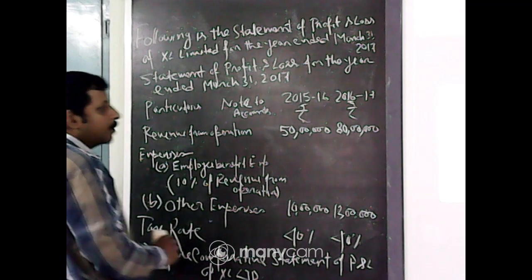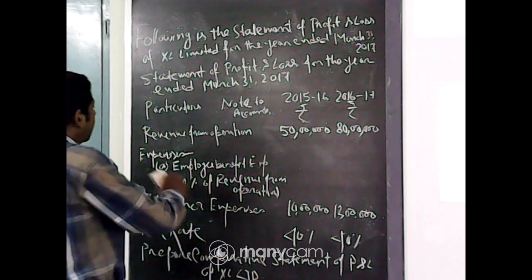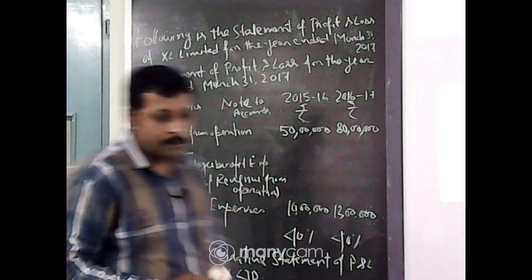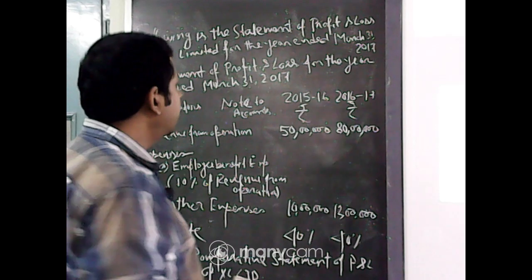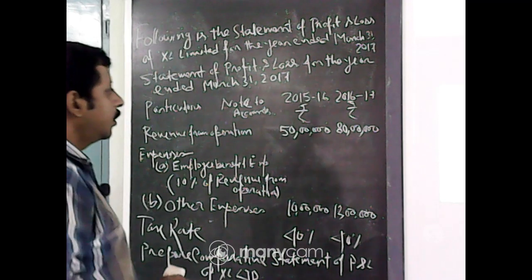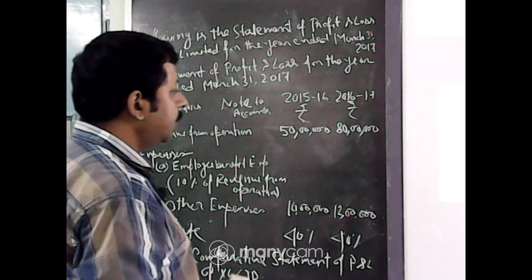Okay, now I am rubbing it because now we are going to solve the problems. How can we solve this problem? How can we make the comparative analysis of profit and loss statement?